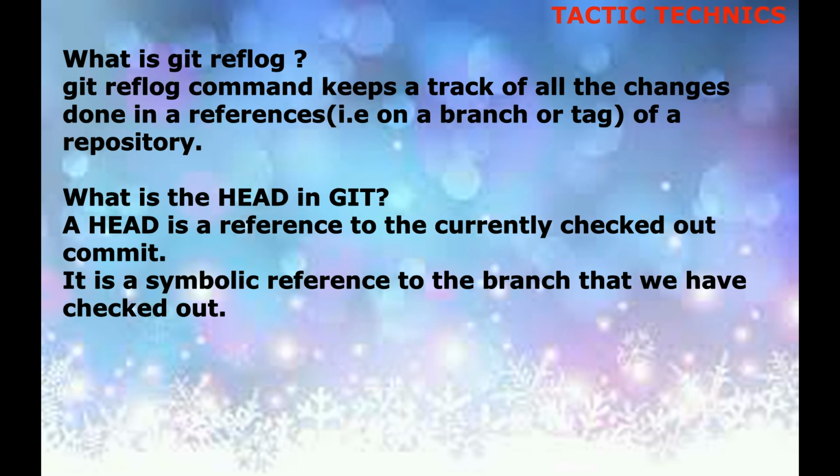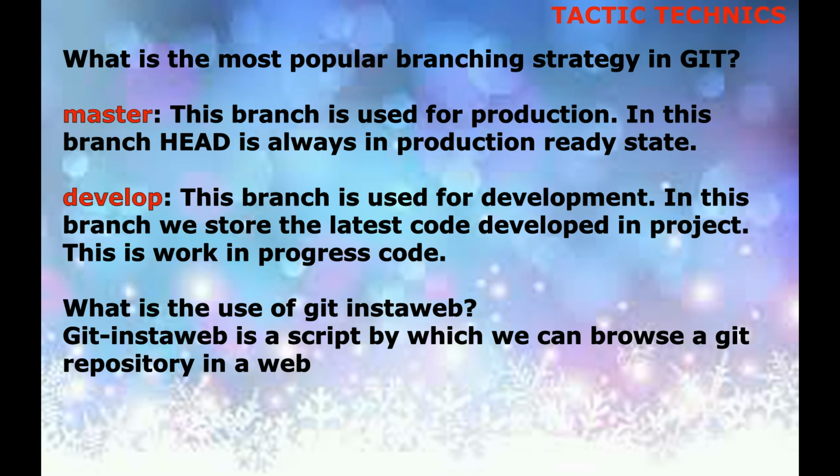What is git reflog? The git reflog command keeps track of all the changes done in references, i.e. on a branch or tag, of a repository. What is the HEAD in Git? A HEAD is a reference to the currently checked out commit. It is a symbolic reference to the branch that we have checked out. What is the most popular branching strategy in Git? Master. This branch is used for production and its head is always in a production-ready state. Develop. This branch is used for development. In this branch we store the latest code developed in the project.